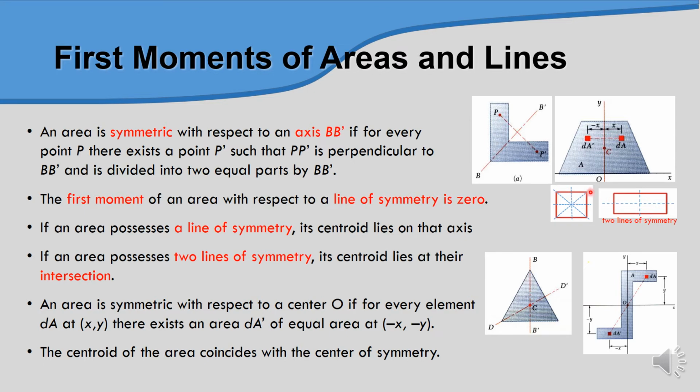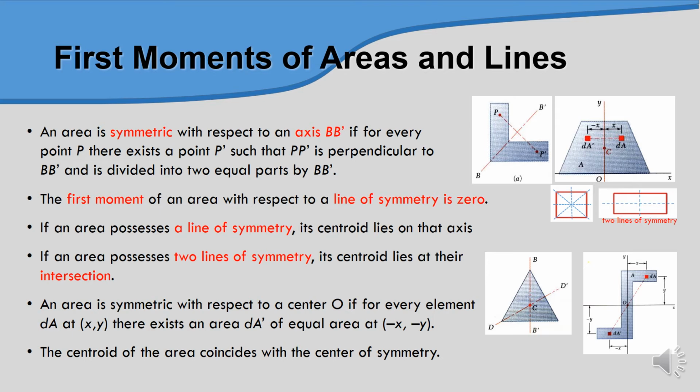this rectangle, there are two lines of symmetry, which are from the x and y. So the centroid is basically on this line, this line or this line, but in this case the intersection is in the middle. If an area possesses two lines of symmetry, its centroid lies in their intersection.